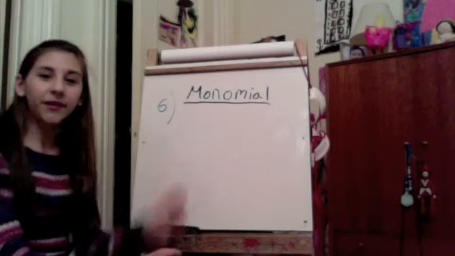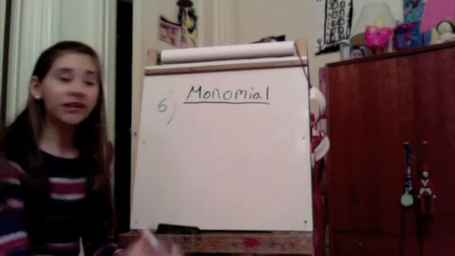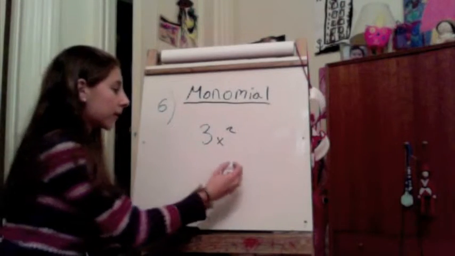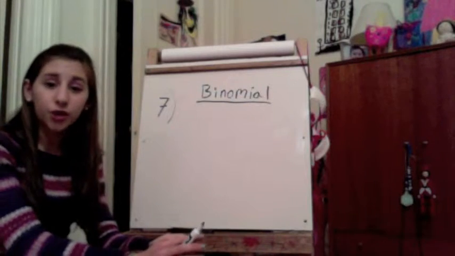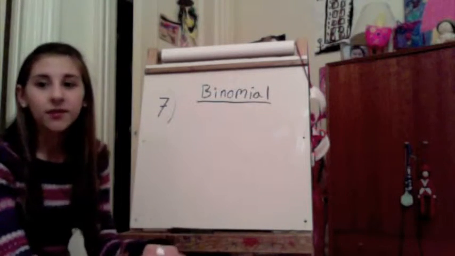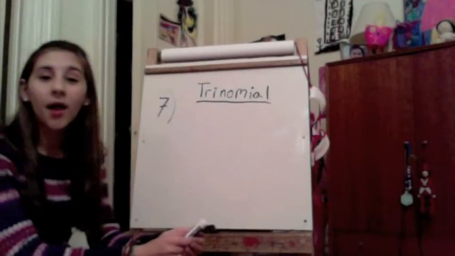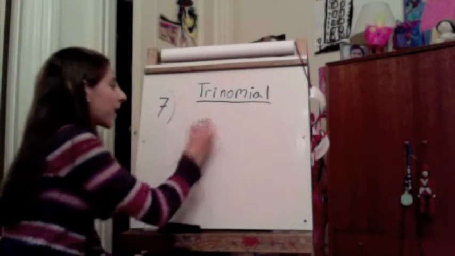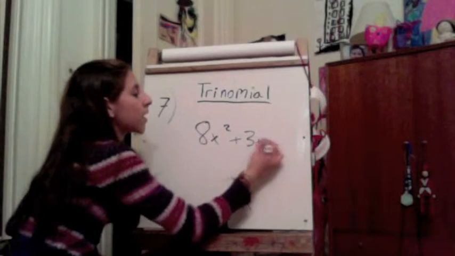A monomial is a polynomial with only one term. For example, 3x squared, or 8. A binomial is a polynomial with two terms that aren't like terms. For example, 2x minus 3. A trinomial is a polynomial with three terms that aren't like terms. For example, 8x squared plus 3x minus 2.